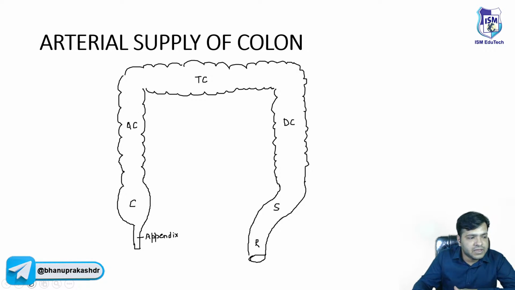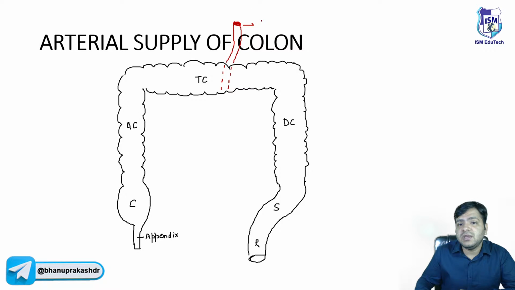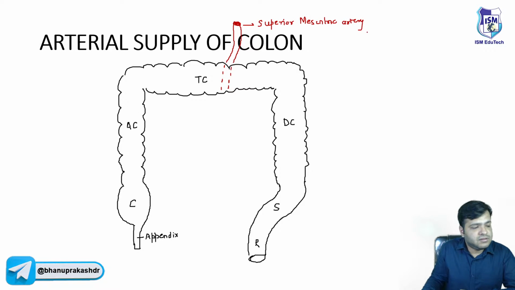Yes, we have this superior mesenteric artery. I'm just drawing it like this. The superior mesenteric artery is coming from behind the transverse colon. You already know it is originating from the abdominal aorta. It is the ventral branch of the abdominal aorta, guys, right? So there is no need to tell this again and again. It runs behind the transverse colon.